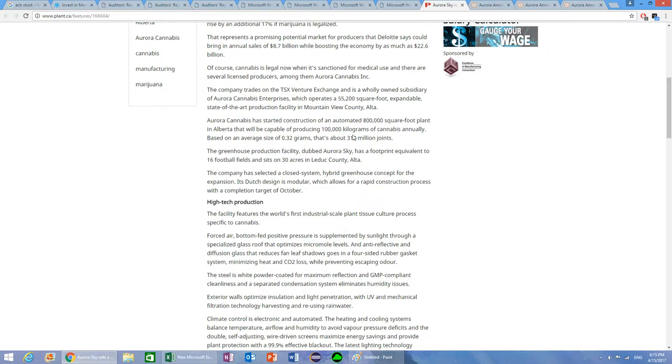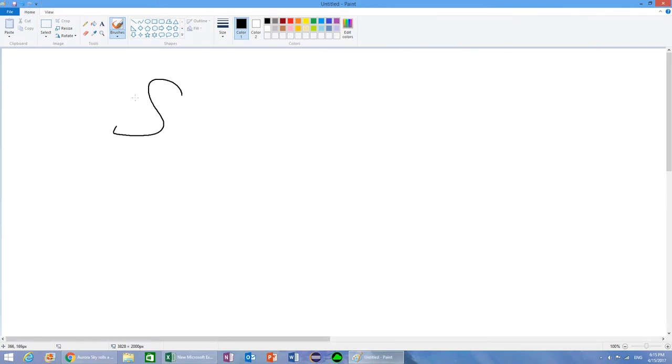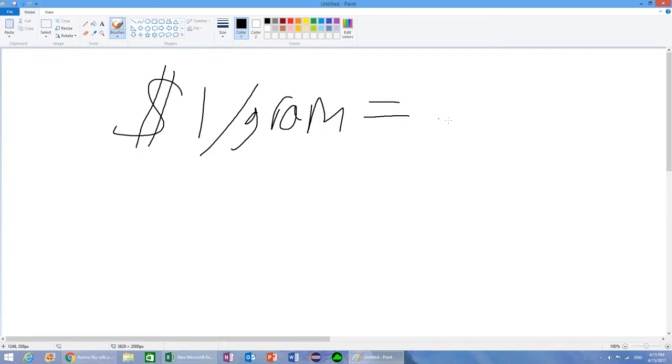At that price, I'm going to try to use some visuals here, at a dollar profit per gram, they're going to be making $100 million profit per year, which is pretty good. And at $100 million profit, there you go.